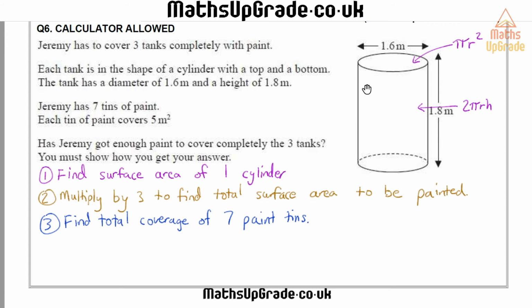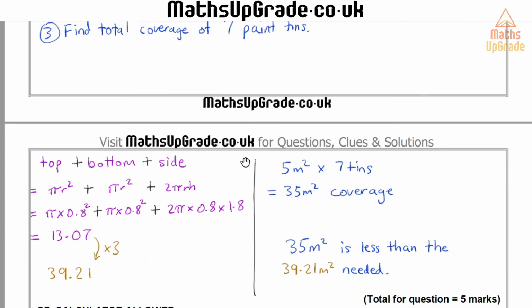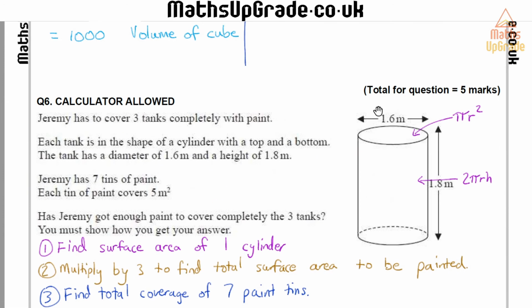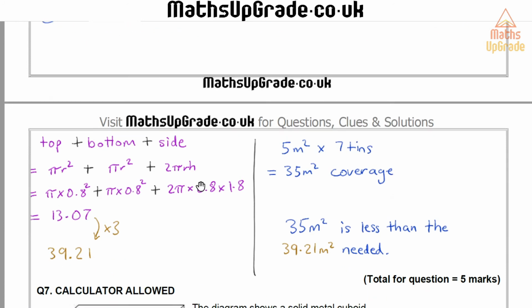You can imagine this as just a rectangle when it's rolled out. The width of the rectangle would be 2 pi r and the length would be h. So the total surface area is given by 2 pi r h, add 2 lots of pi r squared, and that's what's given here in this formula. When I substitute in the radius of 0.8, as given in the question, since the diameter is 1.6 and the height is 1.8, using a calculator, that gives me 13.07. Since there's 3 of those tanks to be covered, I've multiplied by 3, that gives me 39.21.